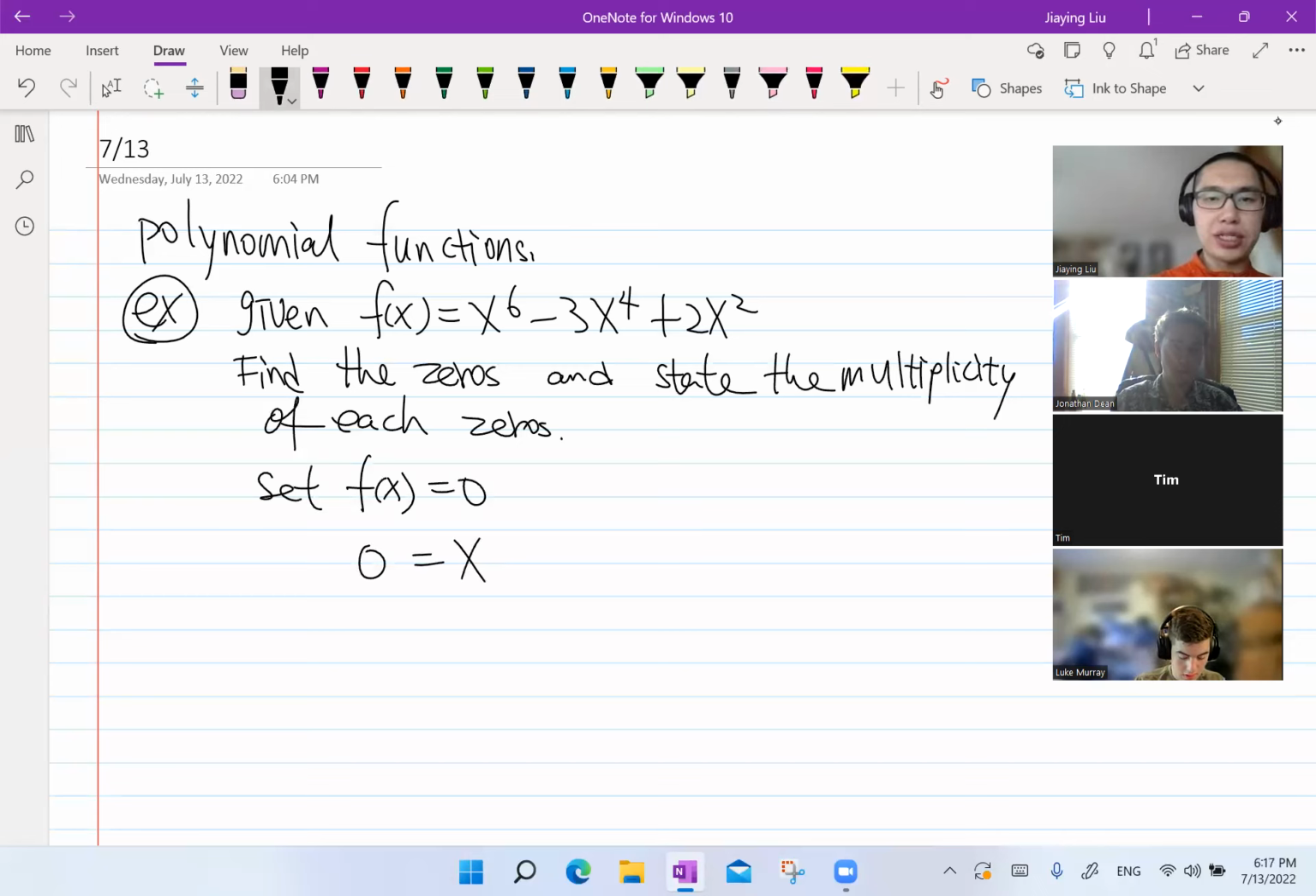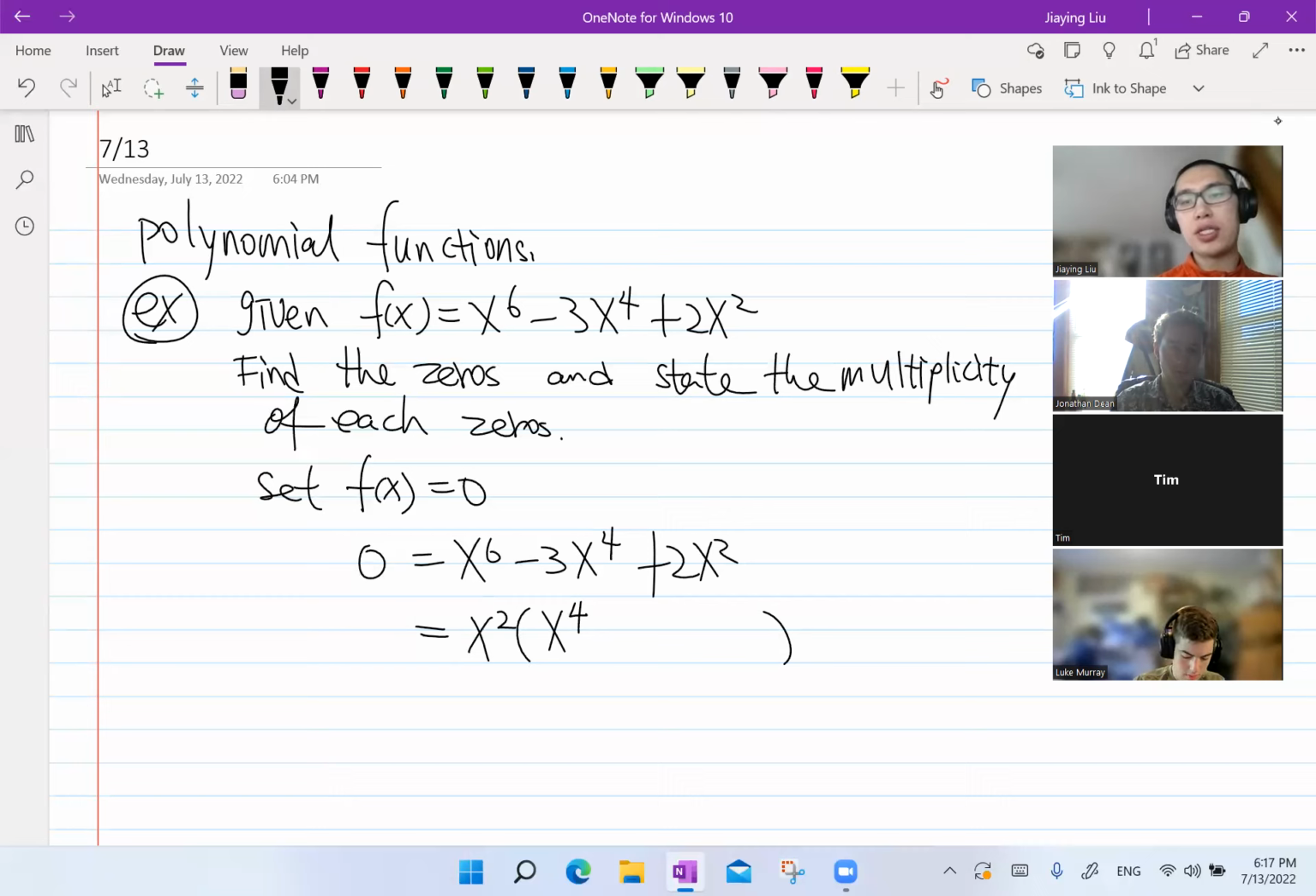So 0 equals x to the 6 minus 3x to the 4th plus 2x squared. Now we have three terms. The first thing we want to do is factor. So let's factor out x squared from all terms. And then we are left with, if we take out x squared from x to the 6, we have x to the 4th. Then if we take it from 3x to the 4th, we get negative 3x squared. And if we factor out x squared from 2x squared, we get 2. So that's equal to 0.